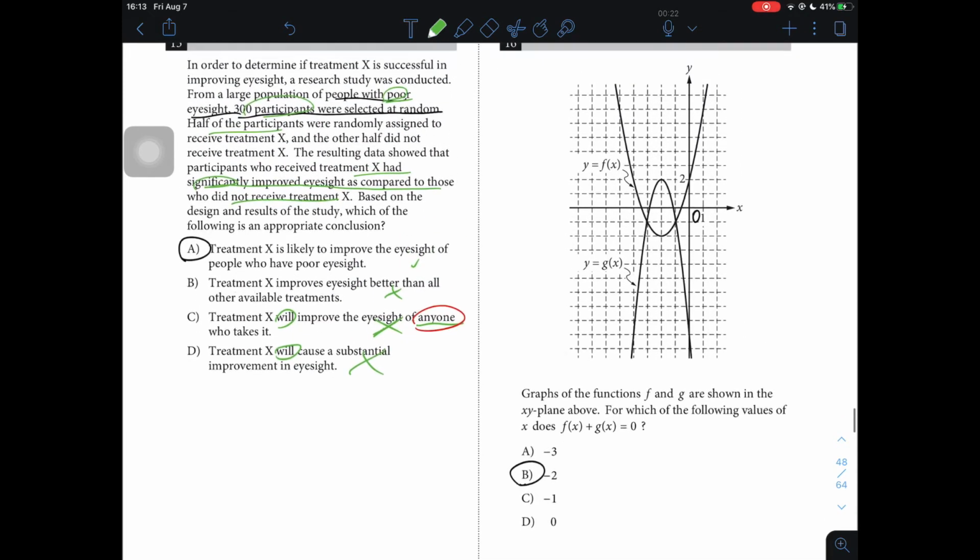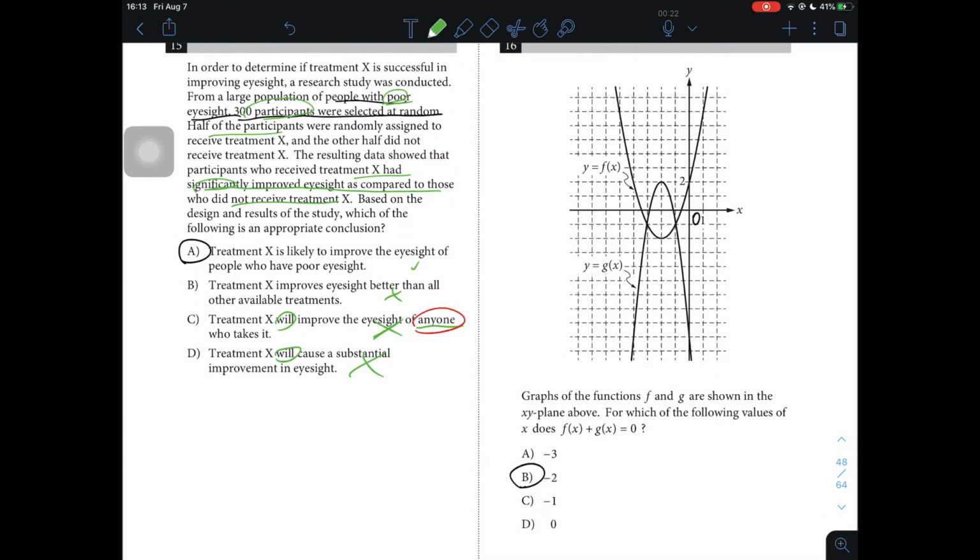So for 16, we're almost halfway. Bear with me. Which of the following values of X? What does it mean? It means that f of X equals negative g of X, so that they add up to 0, right? So where is the point that they both have the same absolute value but are opposite to each other? As you can see, it's right here. They both are 2 units away from 0, but they're opposite. You can just count 1, 2. Okay, negative 2. Bingo.